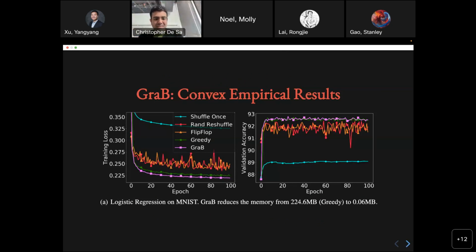So here's a really simple example for logistic regression on MNIST. And we can see that if we compare shuffle once, random reshuffling, this other example order method called flip-flop, and gradient balancing, gradient balancing does substantially better, both in terms of training loss and eventual validation accuracy on even this relatively simple problem.